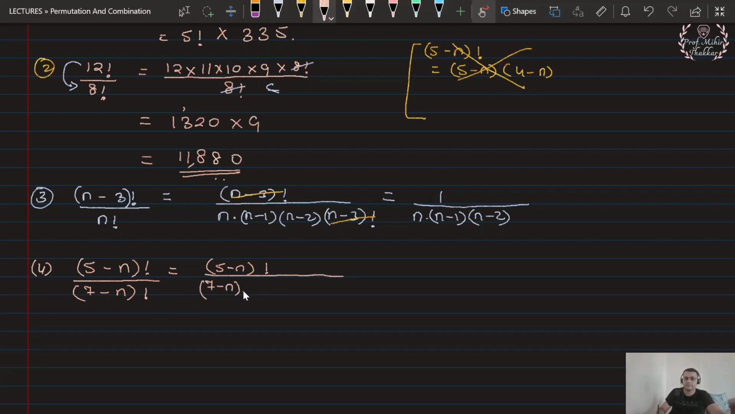Write 7 minus n, reduce it by 1, so 7 minus n minus 1, in fact it is going to be 6 minus n, again 6 minus n minus 1, so 6 minus 1 will become 5, so I will get this as (5 minus n) factorial. Now you are ready to do the cancellation and just write the remaining values as 1 upon (7 minus n) into (6 minus n). Once again, if you are given that this is equal to some number, then by doing the basic cross multiplication and calculation, we would be able to get the value of n.